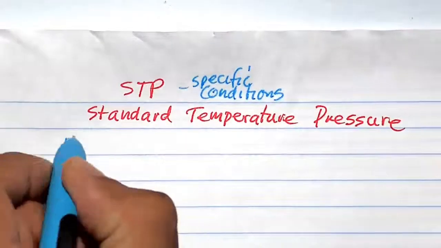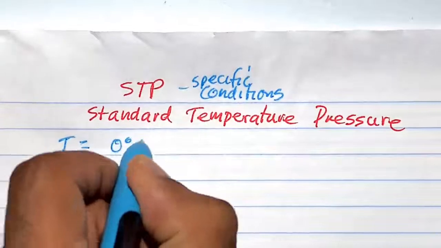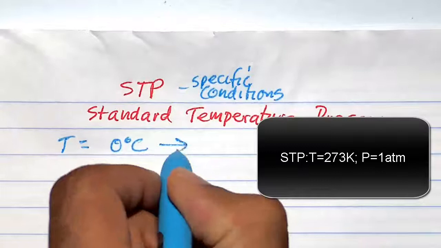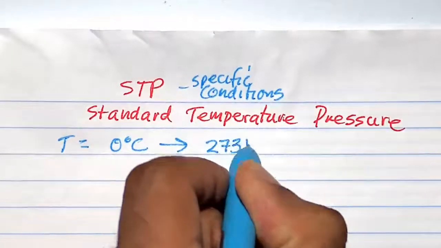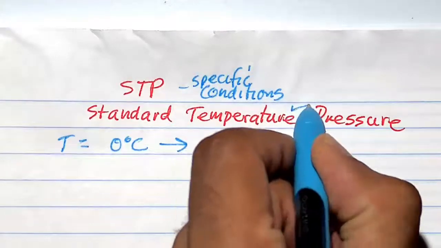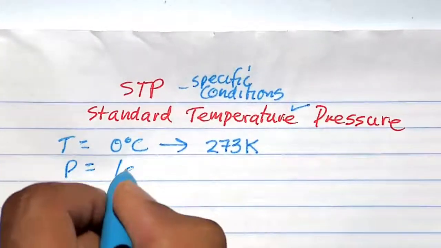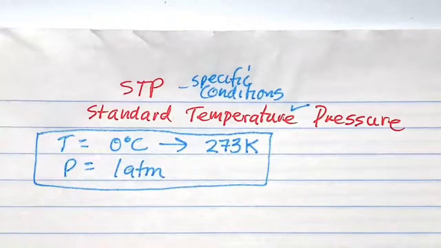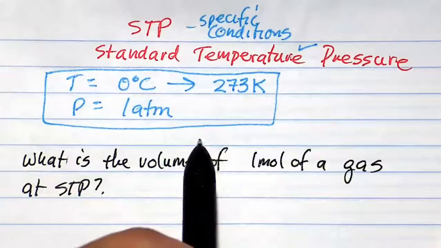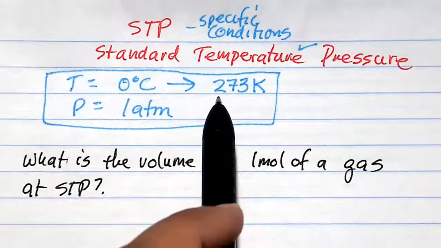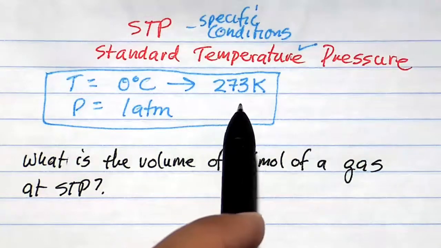One is the temperature. The temperature has to be at 0 degrees, but remember, we can never have degrees C in the ideal gas law, so we have to immediately convert that to Kelvin. A temperature of 273 K is your standard temperature. Your standard pressure is going to be 1 atmosphere. These are the conditions, nothing more, nothing less, that are associated with standard temperature and pressure. Our standard pressure at STP is 1 atmosphere. Our standard temperature at STP is 273 Kelvin.